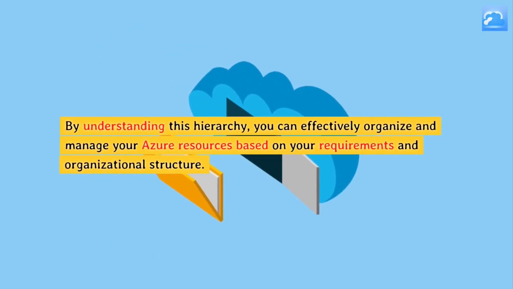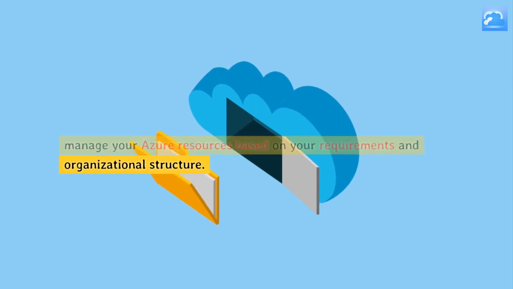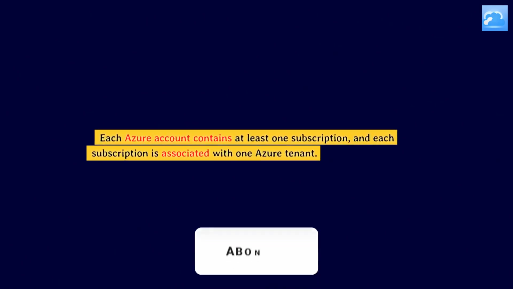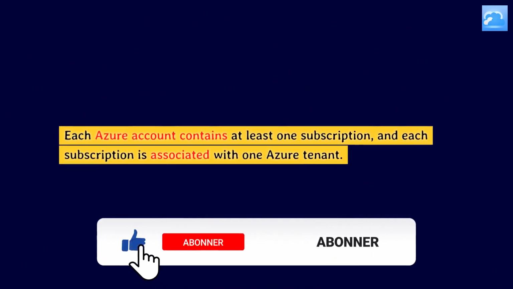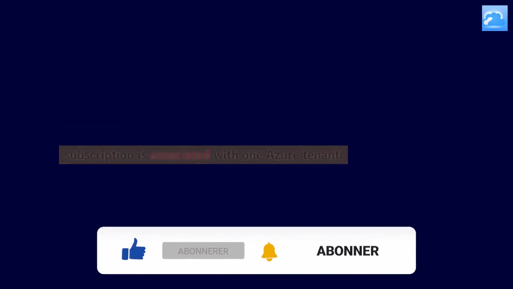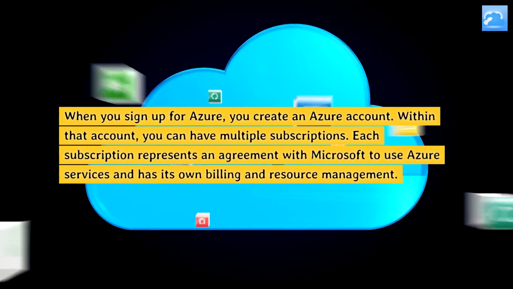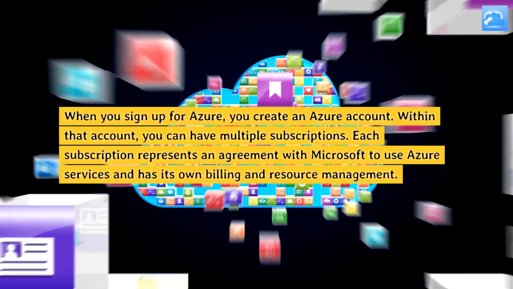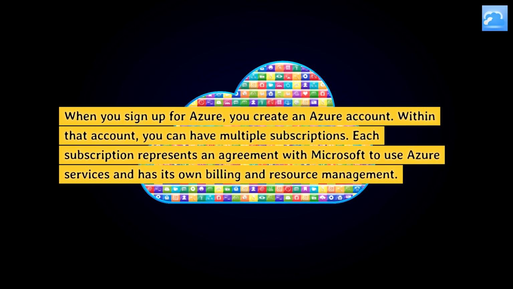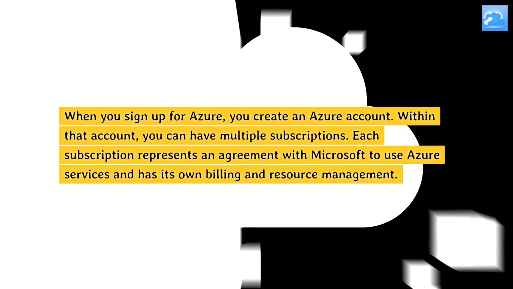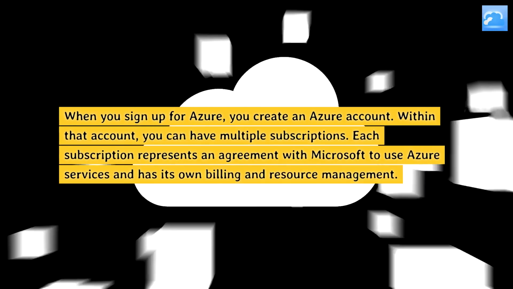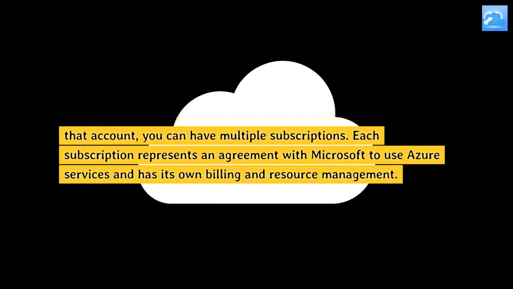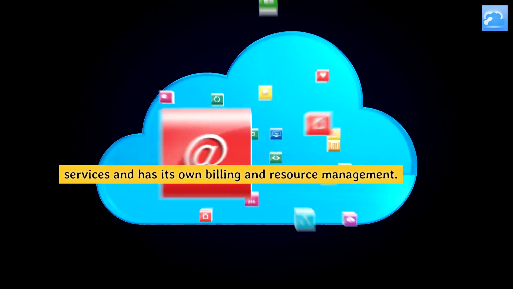By understanding this hierarchy, you can effectively organize and manage your Azure resources based on your requirements and organizational structure. Each Azure account contains at least one subscription, and each subscription is associated with one Azure tenant. When you sign up for Azure, you create an Azure account. Within that account, you can have multiple subscriptions. Each subscription represents an agreement with Microsoft to use Azure services and has its own billing and resource management.